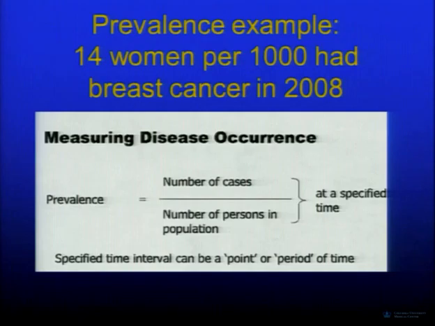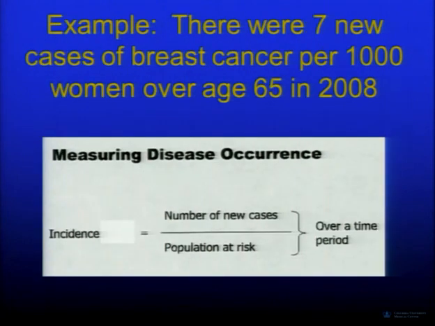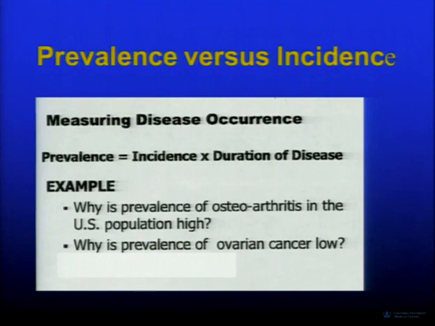So remember that prevalence is existing cases, so it's the number of cases divided by the number of people in the population. And you can have point or period prevalence. As soon as you add the words new cases of breast cancer, then you are talking about incidence. So incidence versus prevalence, think about new cases versus existing cases for that definition. And remember that there is this relational formula: prevalence equals incidence times duration of the disease, and you should understand that if you impact one, what is going to be the impact on the others.